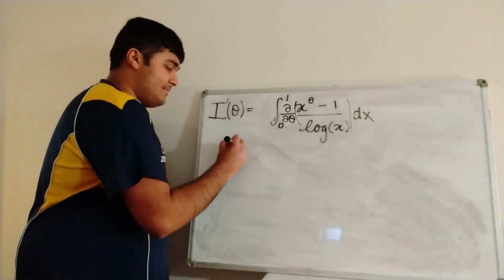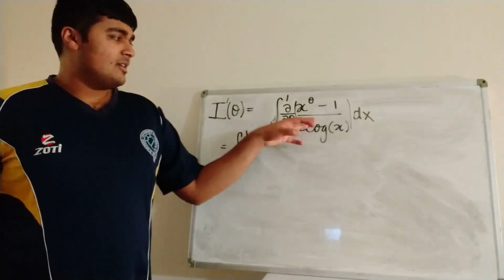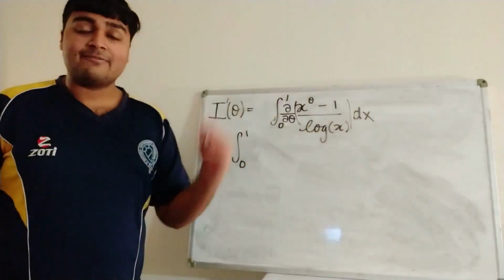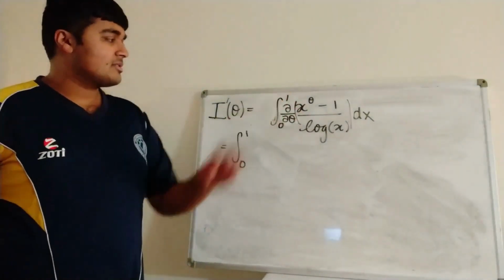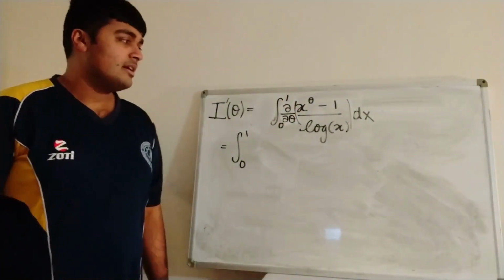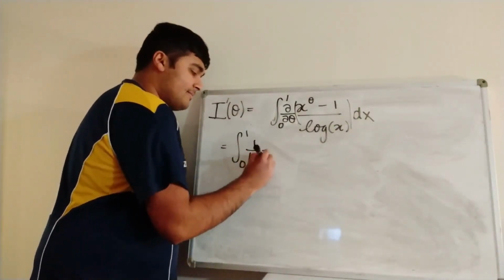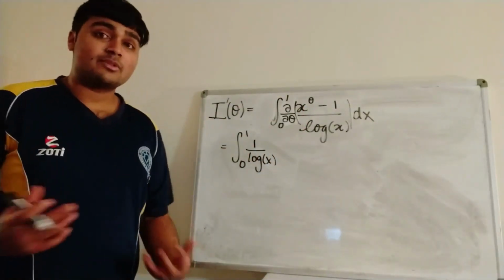Okay, so well, what is that? That's the integral from 0 to 1 still, and now we've got x^θ over log x minus 1 over log x. So this minus 1 over log x is going to vanish when I take the derivative, because remember it's independent of θ. So I've just got to differentiate x^θ over log x, where that 1 over log x we can treat like a constant, and then we're taking the derivative of x^θ with respect to θ.